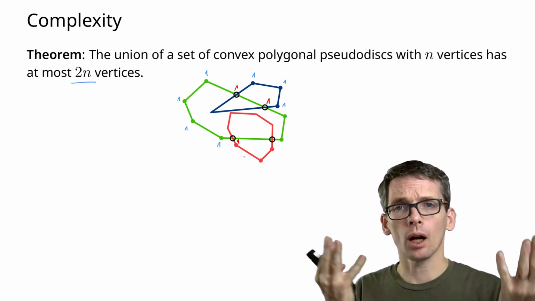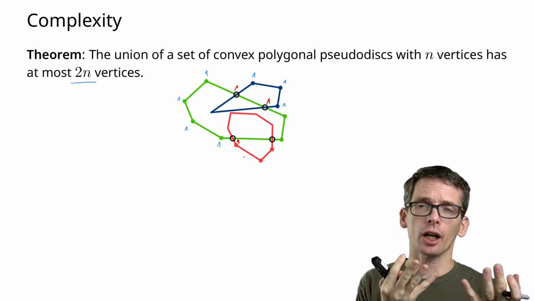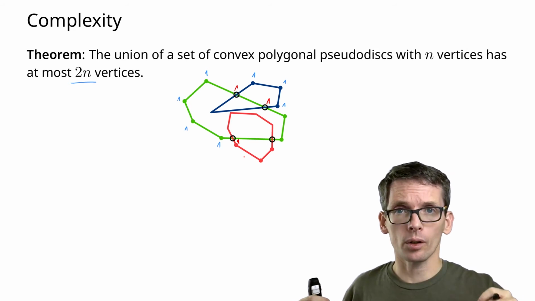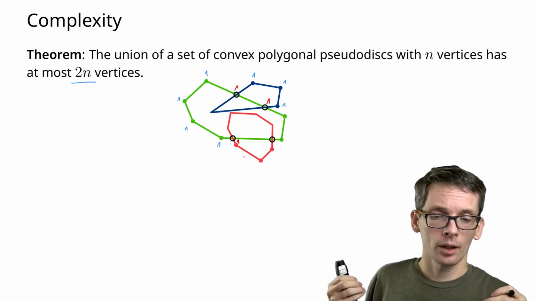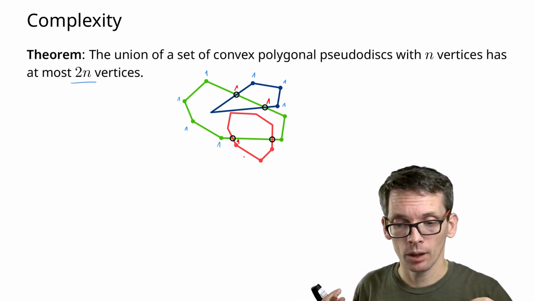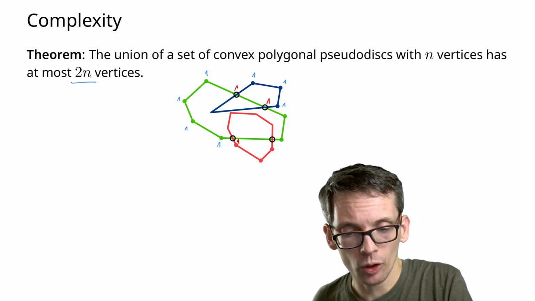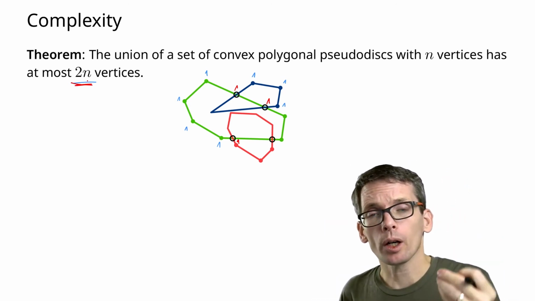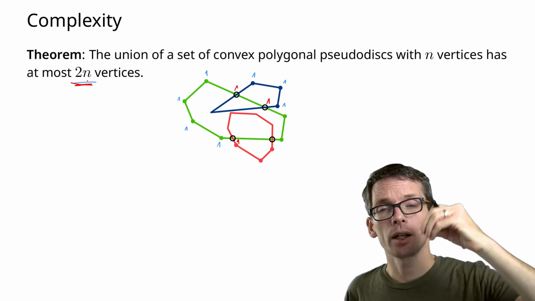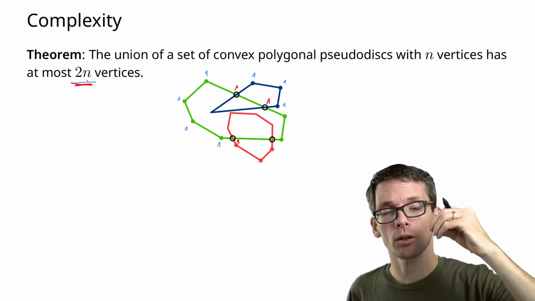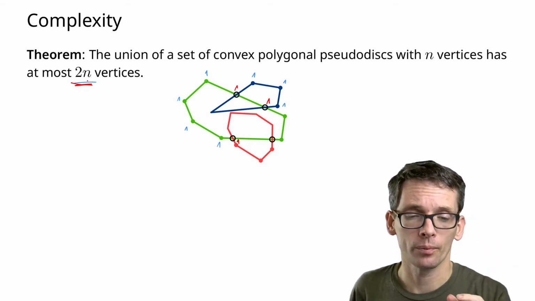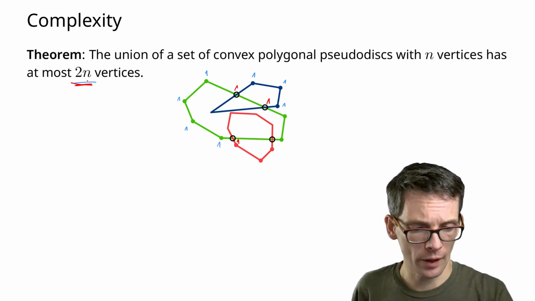Now I want to count these vertices. And in a charging argument, I will charge these vertices to vertices of the original polygons, and in this way bound the number. As you see, I want to show that my union has at most 2n vertices. To make this work, I want to make sure that every vertex of my original polygons gets at most a charge of 2. So what charge do they get?